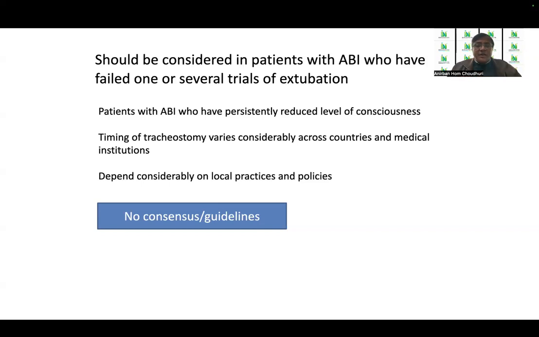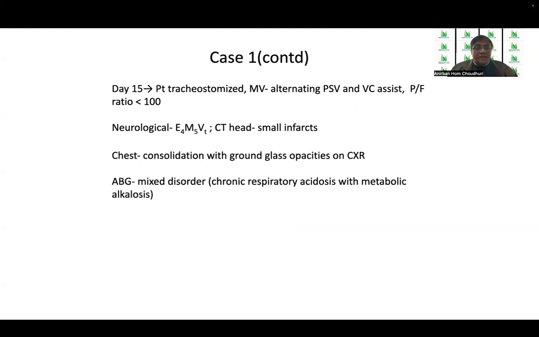Of course, the general consensus is that if a longer period of mechanical ventilation is anticipated, it is probably good to go for early tracheostomy, although there is no guarantee that there is any improvement in the outcome for early versus late tracheostomy. So now let's go into the case.